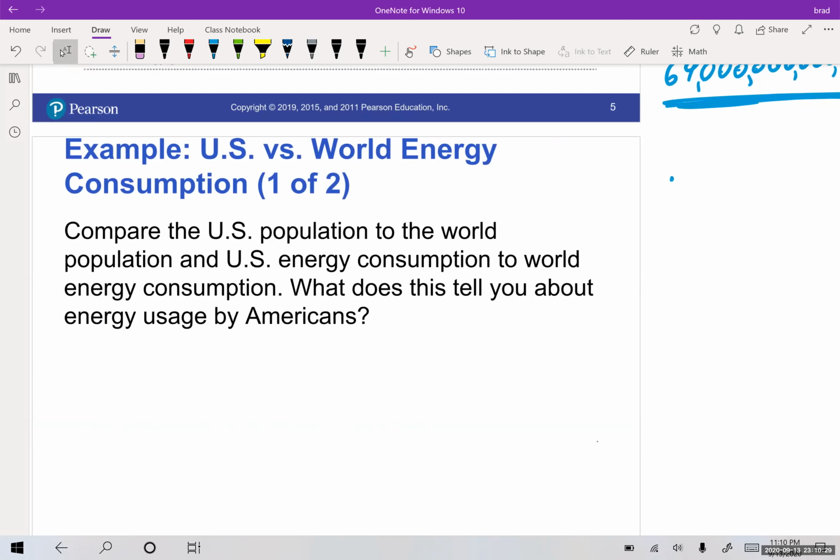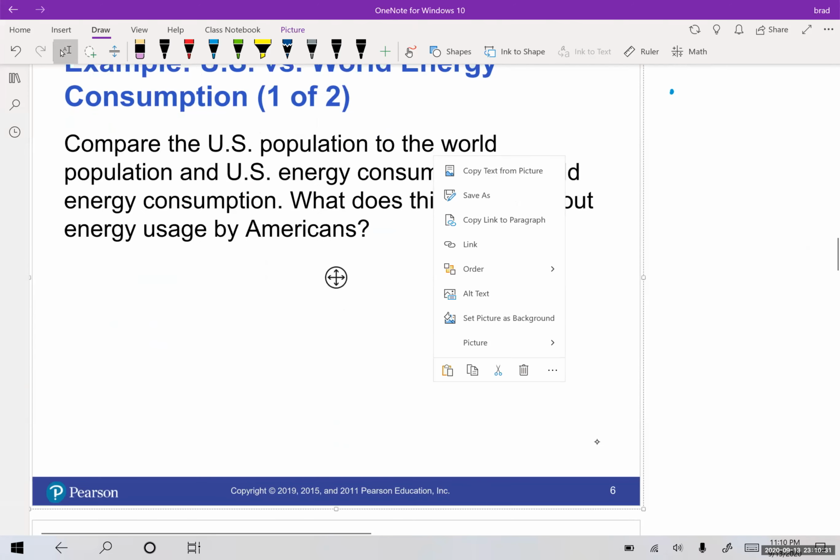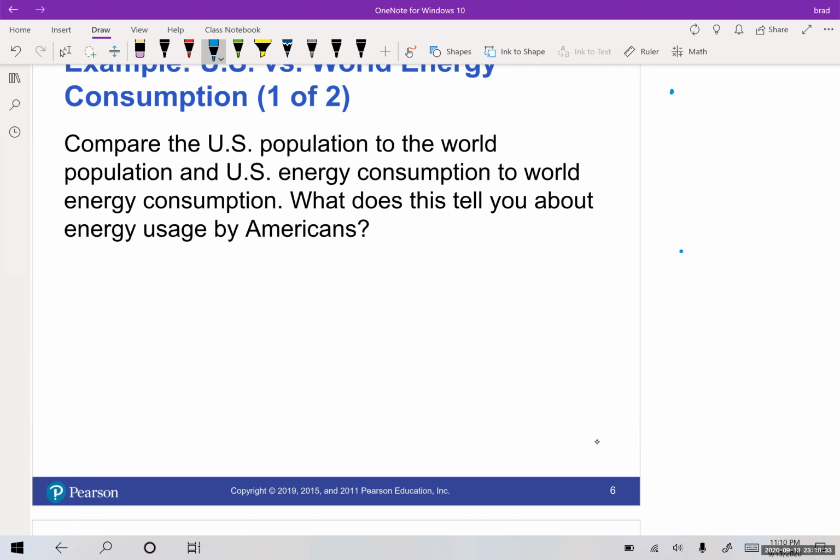So it says US versus world energy consumption. Compare the US population to the world population and the US energy consumption to world energy consumption. What does this tell you about energy consumption in the United States? So what we're going to do is say, well, world population, and this is an estimate, we got about 7 billion. Okay. But in scientific notation, this is 7 times 10 to the 9th.